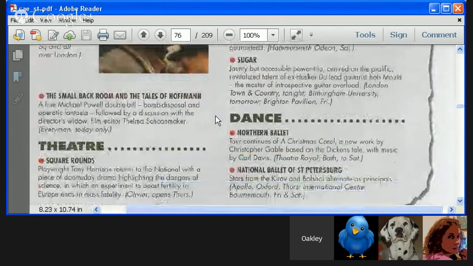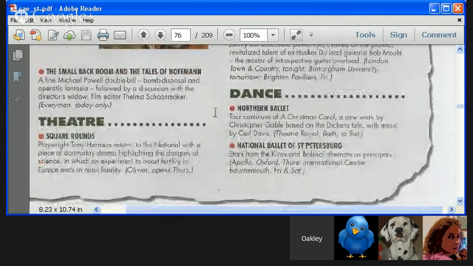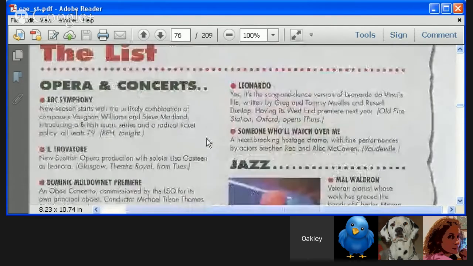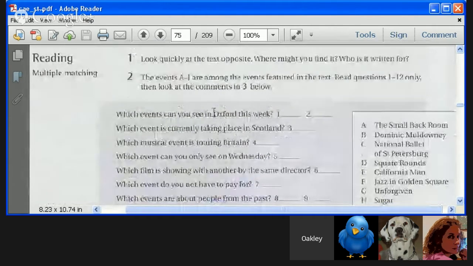Where is it? Anybody see it? National Ballet of St. Petersburg. There it is, Oxford. Excellent. Okay, bingity bangity boom, that's fairly easy.